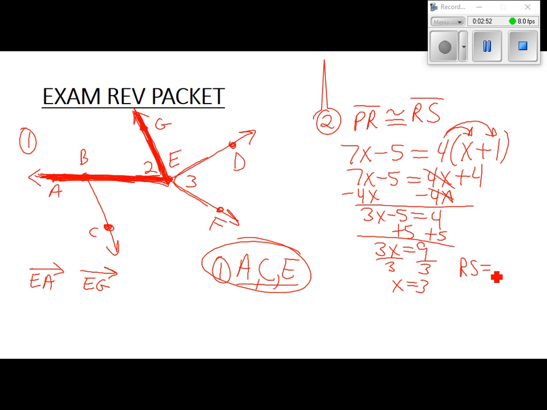Well, if we look back there, RS was this part. So in place of x, we're going to stick in 3. So it's 4 times 3 plus 1. Do that math, and that's going to give you the answer.